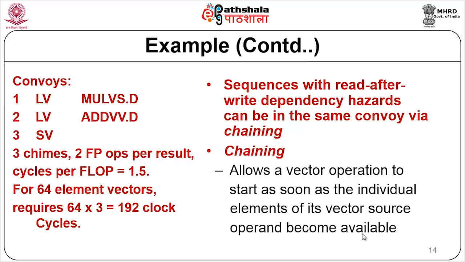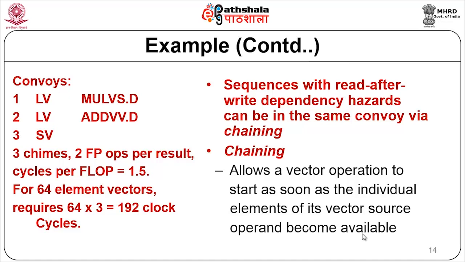But one optimization that is normally done in all vector architectures is the concept of chaining. If you have sequences with read after write dependency, as in this case here, they can still be put in the same convoy by using chaining. Chaining means allowing a vector operation to start as soon as the individual elements of its vector source operand become available.